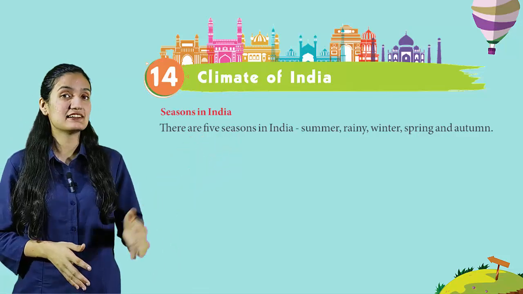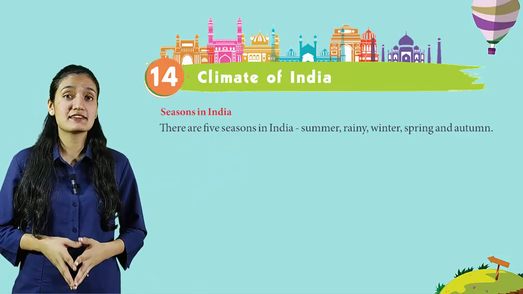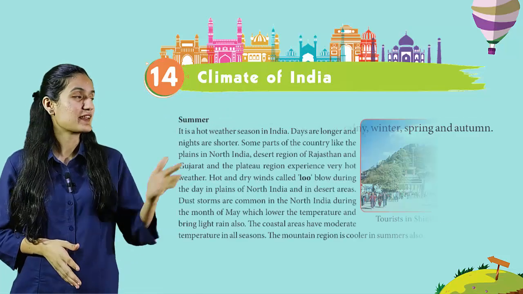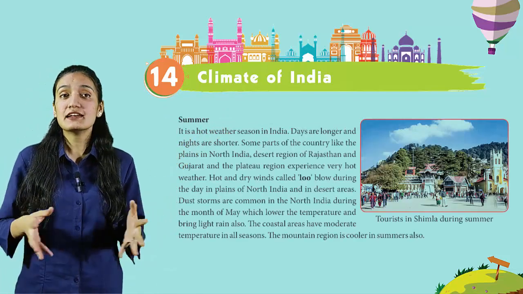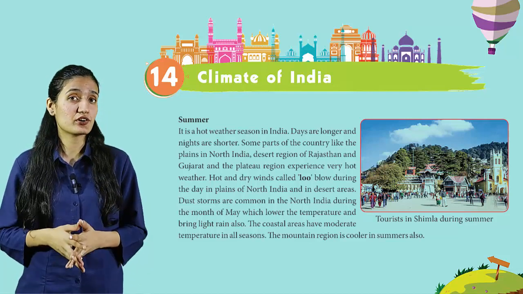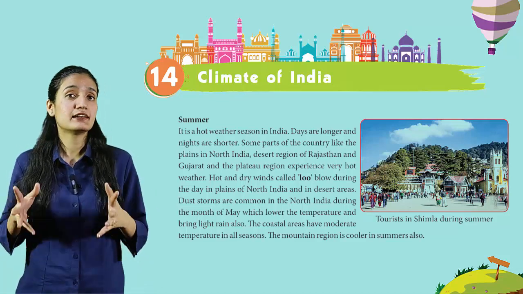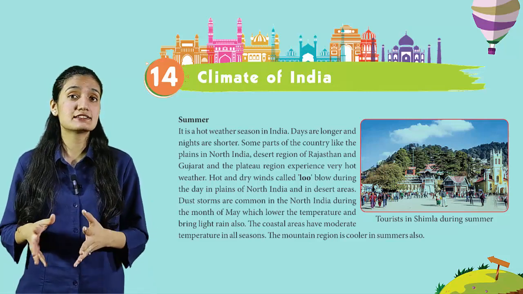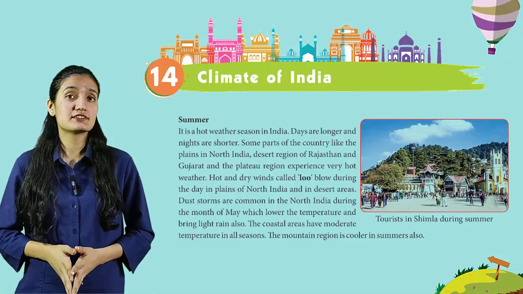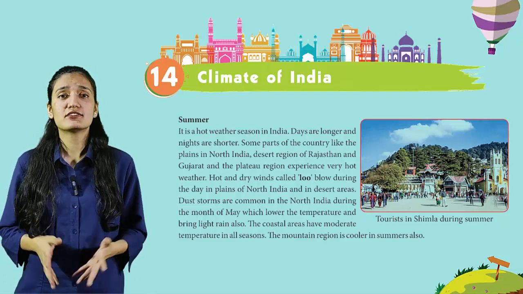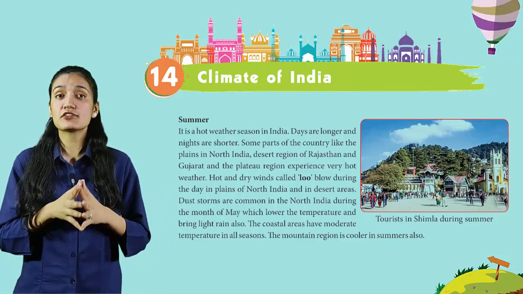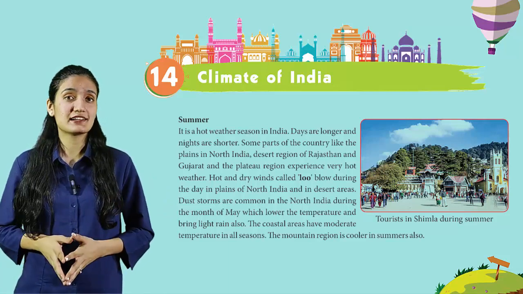Now, seasons in India. There are 5 seasons in India: summer, rainy, winter, spring and autumn. Summers. It is a hot weather season in India. Days are longer and nights are shorter. Some parts of the country, like the plains in North India, desert region of Rajasthan and Gujarat and the plateau regions, experience very hot weather. Hot and dry winds called Lu blow during the day in plains of North India and in desert area.